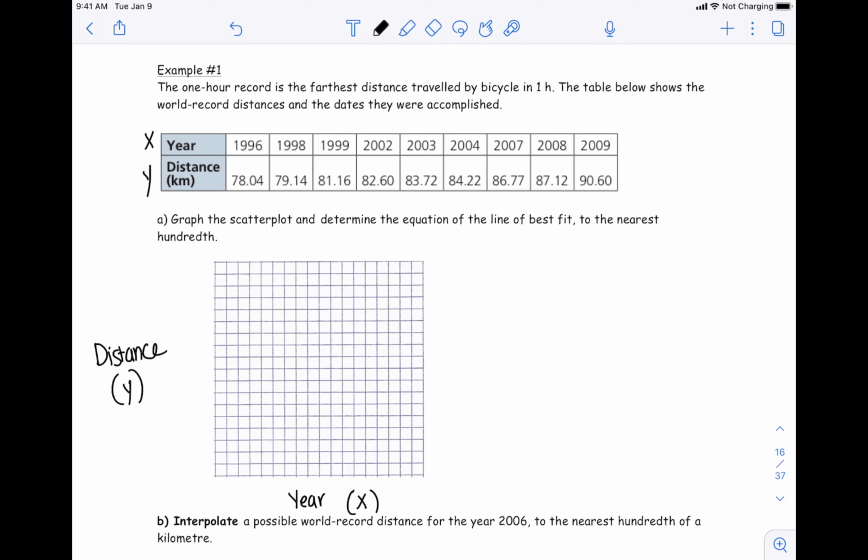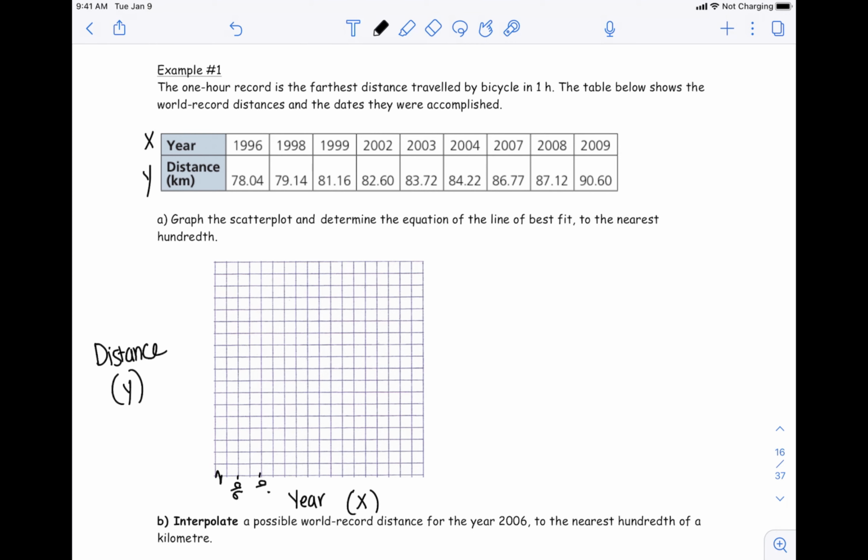And then we would start by putting this little zigzag thing to show that we're skipping years. So the zigzag goes along the years because we're going to start from 96. So we're going to make the first notch at 96, and then we're going to go up by 2. So this will be 98.